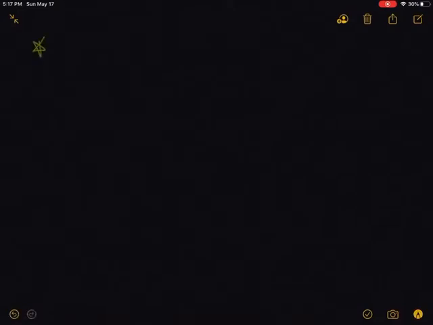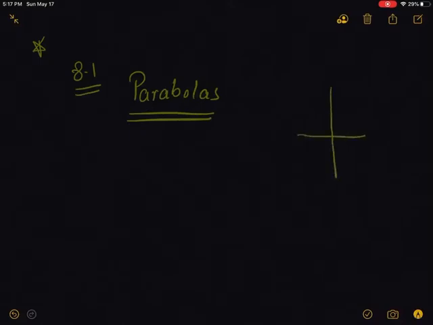Our next conic section, we're almost there, approaching our last conic section today. So technically we're going back to 8-1, which is our first conic section, and this is about parabolas. As you guys already know, a parabola looks like a U-shaped graph, which comes from a quadratic function. That's what we know so far.